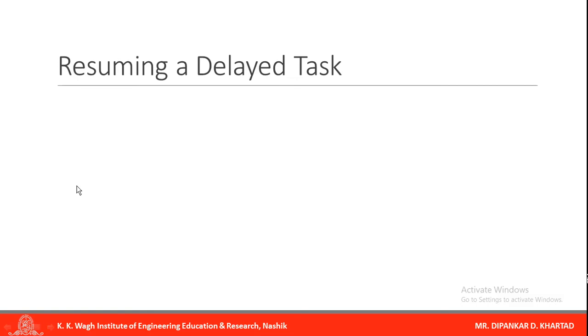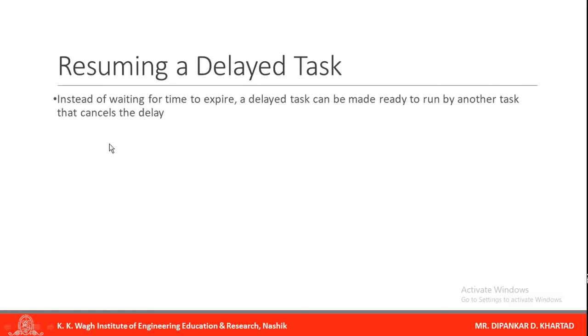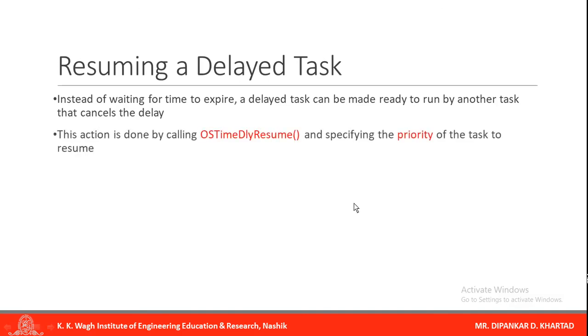Now next is how you will resume a delayed task. Instead of waiting for the time to expire, a delayed task can be made ready to run by another task that cancels the delay. Means if one task is calling the delay function and you want to resume the task, you will call the resuming delayed task function. This action is done by calling which function? OS time delay resume, and you specify the priority of the task to resume.